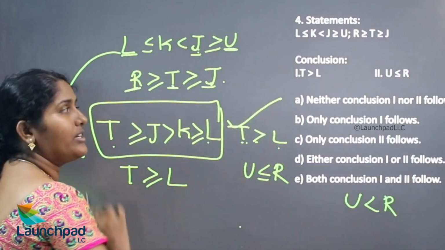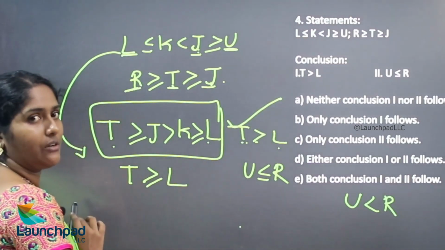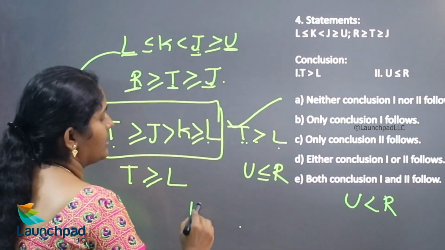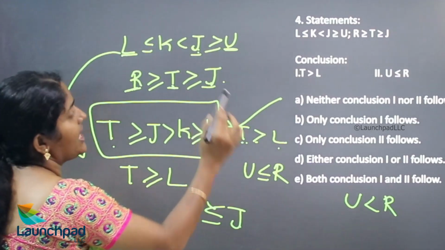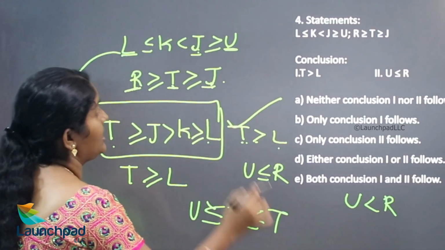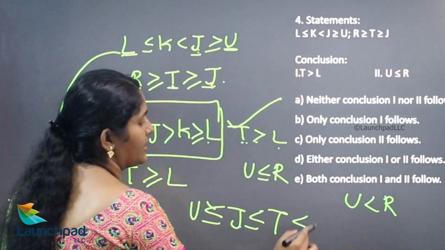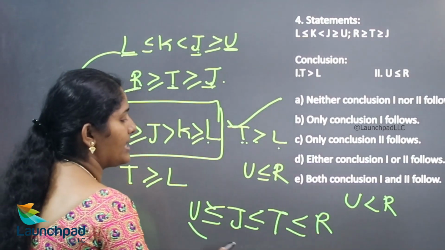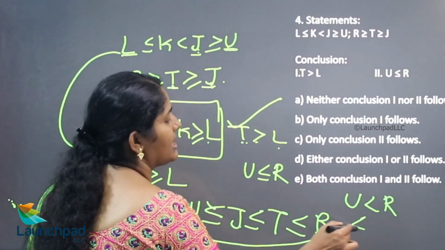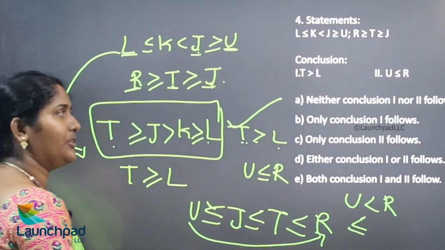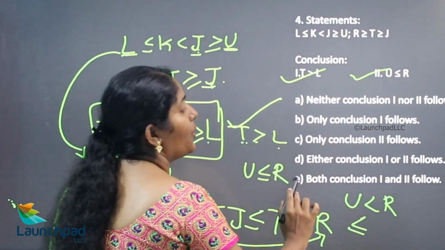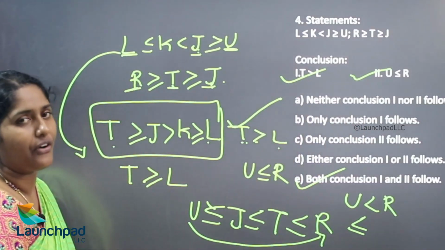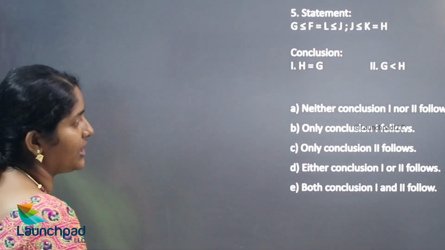What is your second conclusion? U less than or equal to R. So U is less than or equal to J, J is less than or equal to T, T is less than or equal to R. Hence the U and R relationship is U less than or equal to R. According to this question, both conclusions are true. Hence both conclusions 1 and 2 follow. We'll move on to our next question.